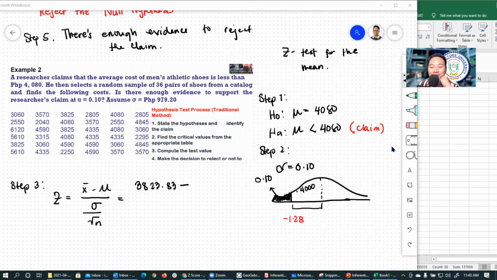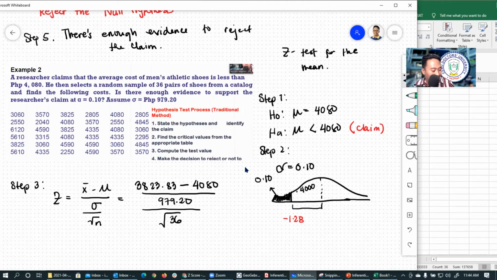What's the population mean? It's 4080. Very good. And what is the population standard deviation? 979.20. And what is n? n is 36. Go, use your calculator, guys, and let's solve it. So 3823.83 minus 4080, over 979.20 over the square root of 36.